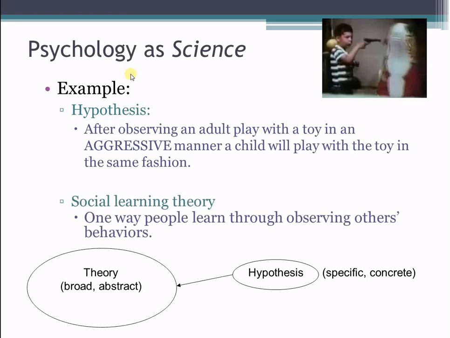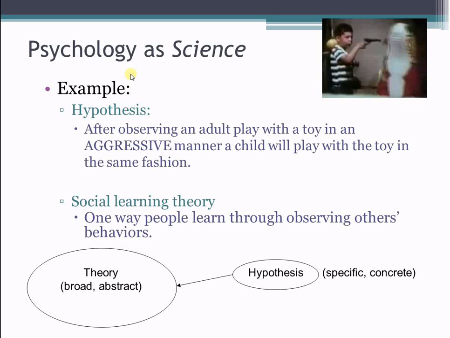The theory involved with this hypothesis is called social learning theory. And social learning theory suggests that one way people learn is just by observing other people's behaviors. Now notice this is a really broad explanation, right? It's trying to understand how do people learn. Well, one way that people learn is through observation. The hypothesis is specific, it's testable. We can set up a situation where a kid observes an adult behaving aggressively, and then we can observe whether that child will behave aggressively following that aggressive modeling. Okay? So again, the difference here is specific and general.